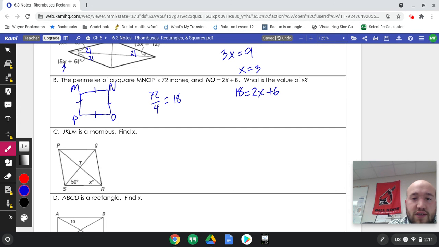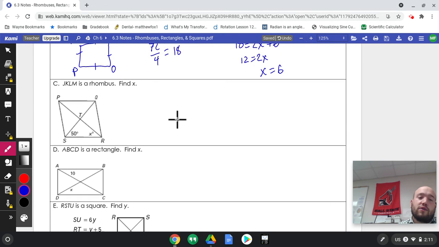So I can subtract the 6 over. I'll be left with 12 equals 2x. Divide by 2. x will equal 6.